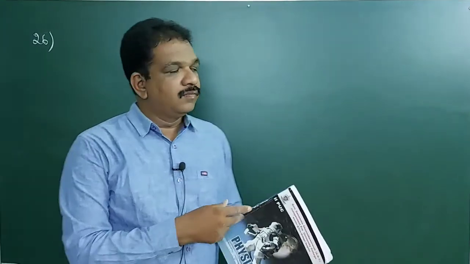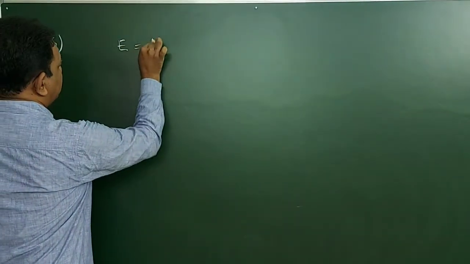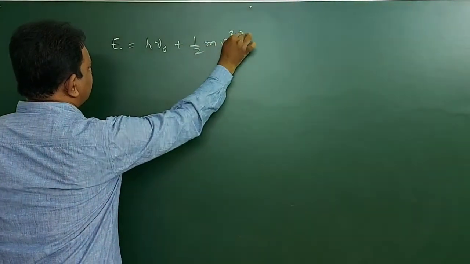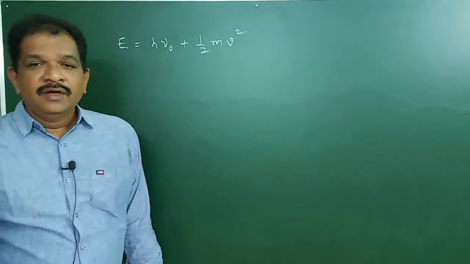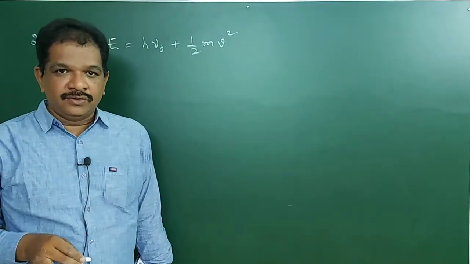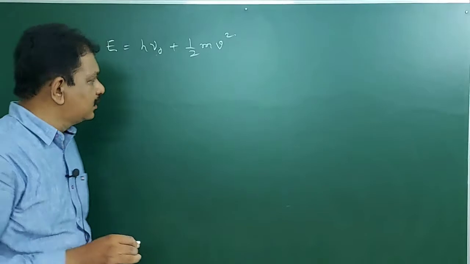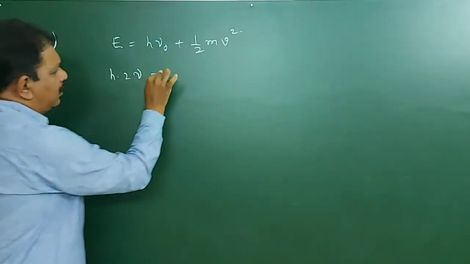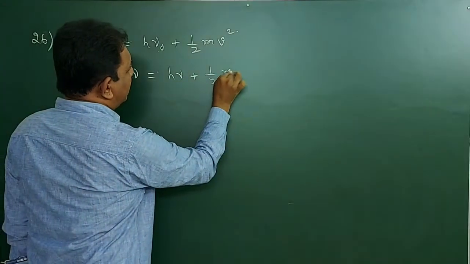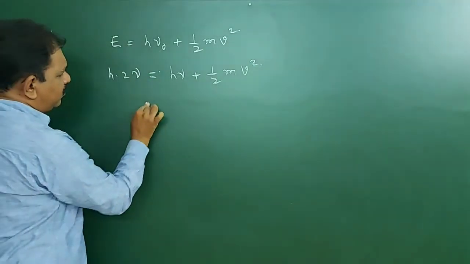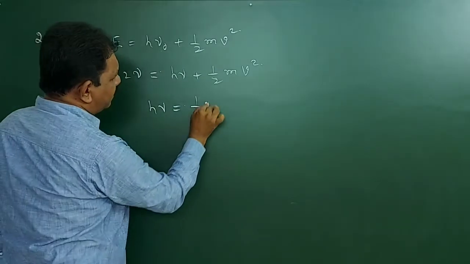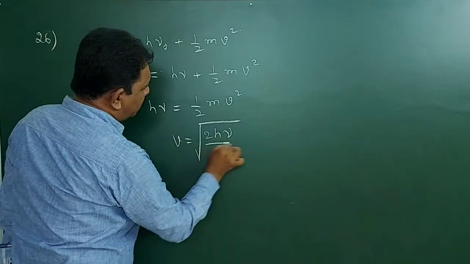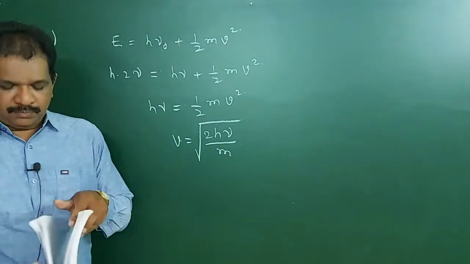Simple and direct question. E is equal to h nu naught plus half mv square, where nu naught is the threshold frequency. They gave the threshold frequency as nu and the incident frequency as 2 nu. So h into 2 nu equals h nu plus half mv square. Bring this to this side, so h nu is equal to half mv square, and v is equal to root of 2h nu by m.